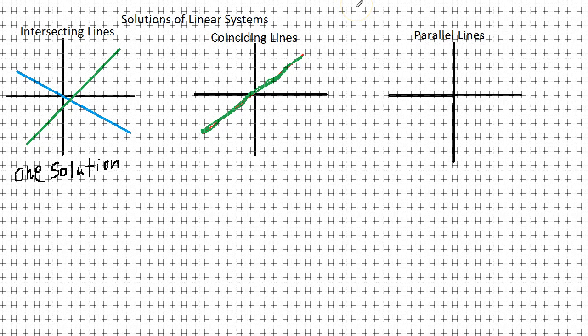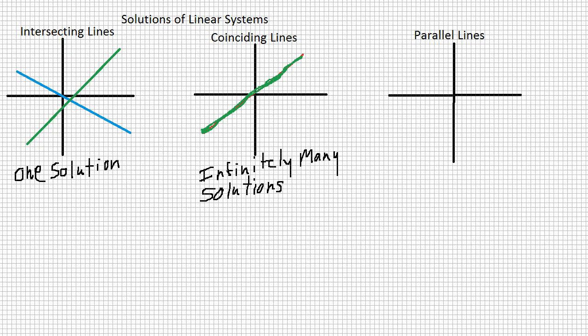So how many solutions is that? Well, if every point on one equation is on the other, then you have what is called infinitely many solutions. All right, it's that way because every point on the first line is on the second line. Every one of them.